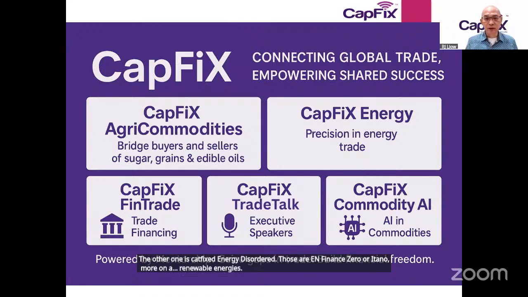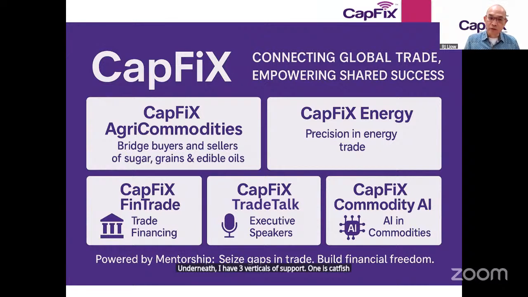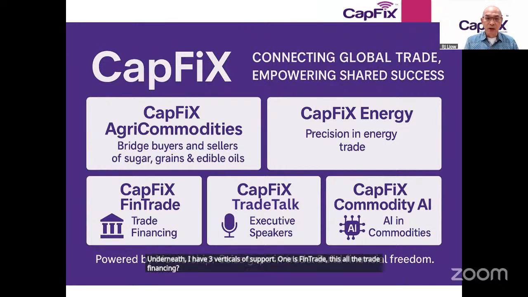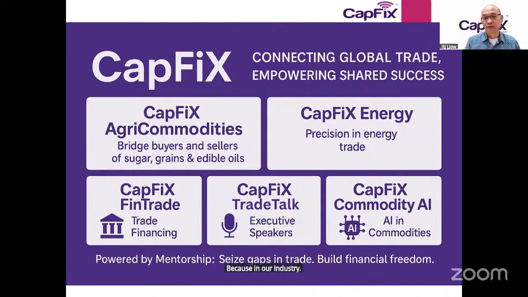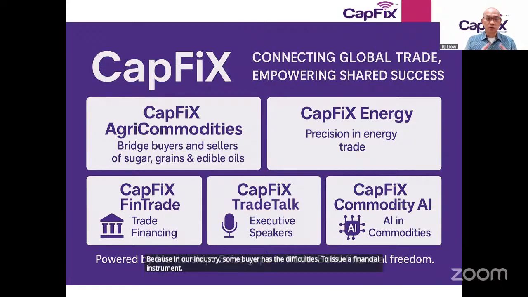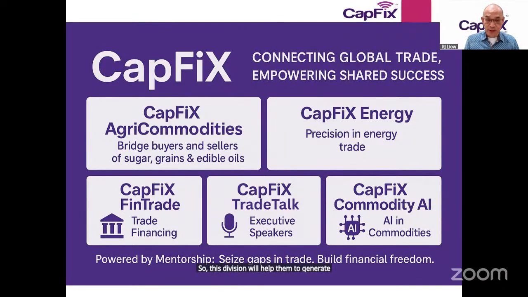Underneath, I have three verticals to support. One is CatFix Fin Trade. This is on trade financing. Because in our industry, some buyers have difficulties issuing financial instruments. So this division will help them generate the instrument, for example SBLC, for them to buy sugar. Tonight, I'm talking about only one commodity here, and that's sugar.